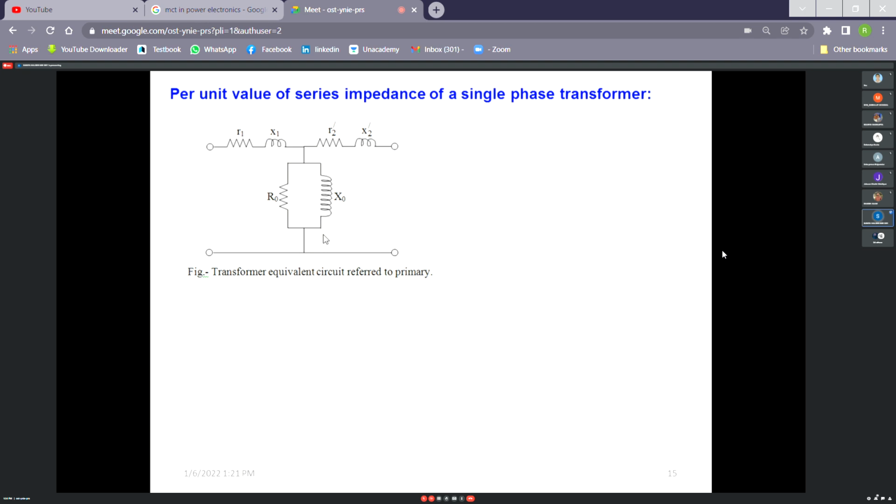But the method is the same as we are applying per unit quantities, the concept of per unit values, for series impedance. If necessary, we can use it for the shunt admittance part also. But here I shall not discuss.